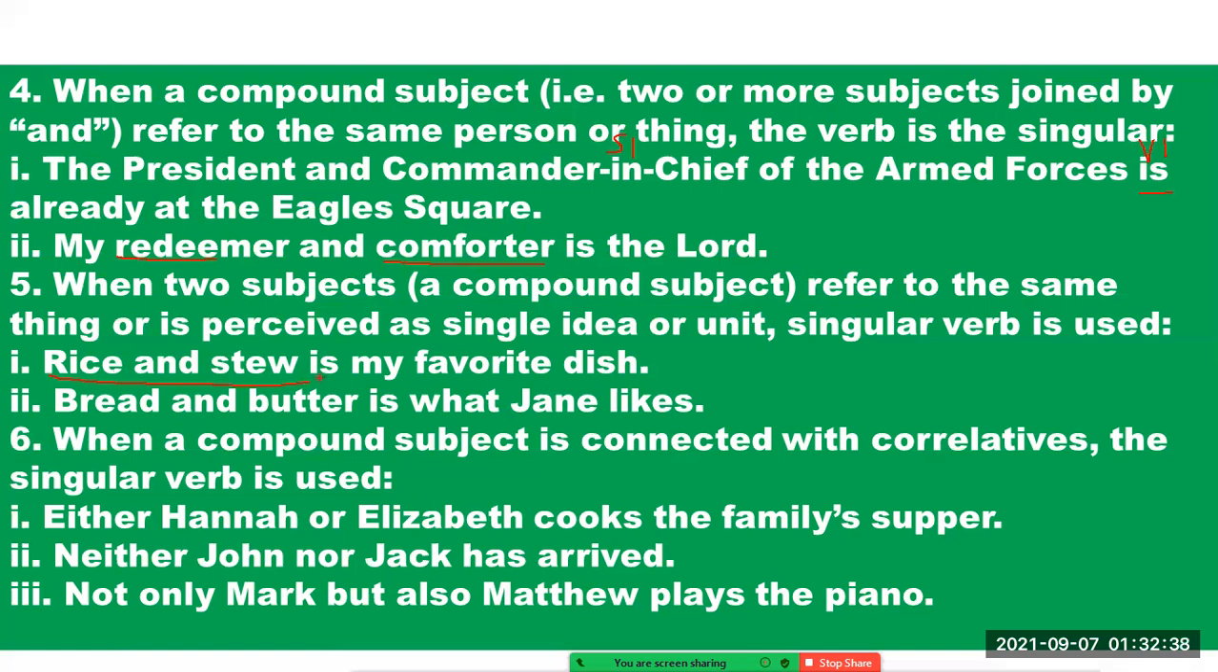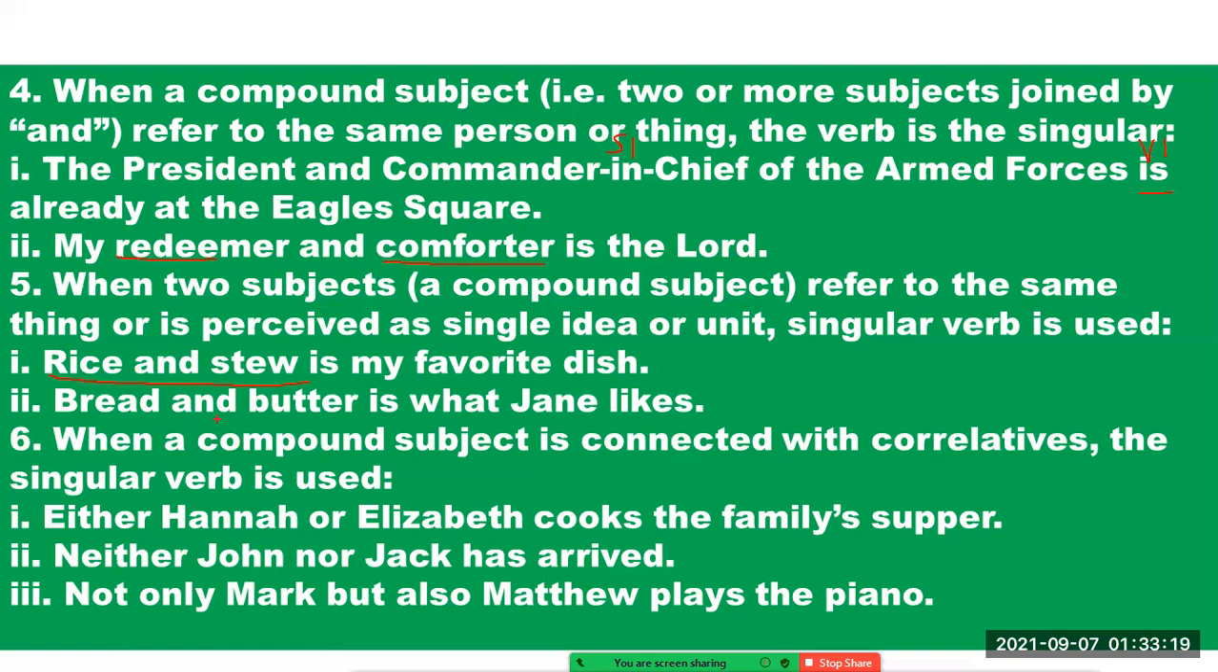In addition to this, you will also understand that when we look at these two items, each of them is an uncountable noun. So even without looking at it from the angle of referring to the same thing, we also understand that an uncountable noun must take a singular verb. So from that angle, it is also clear because rice cannot be counted and stew cannot be counted. And the two of them put together, we still take a singular verb, all right?